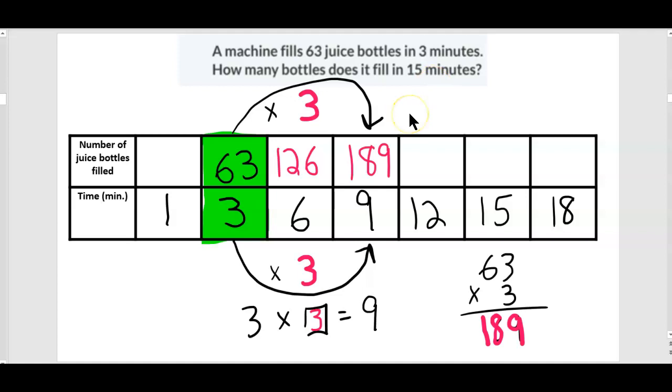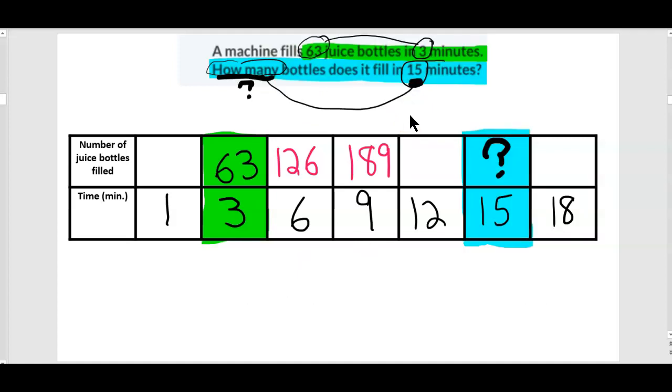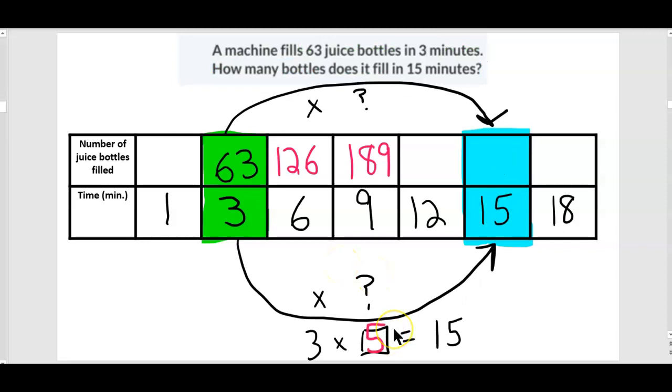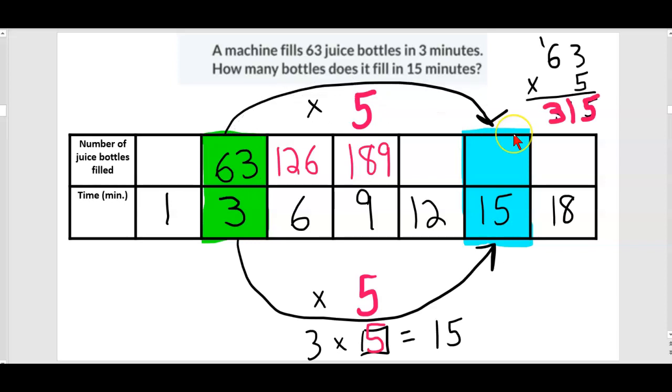Again, that's not what the problem's asking for. The problem's asking for this one, Mr. Hoffman. So you could just go right to the 15. How do we do that? It's 3 times 5 is 15. Do the same thing up here. 63 times 5 is 315.